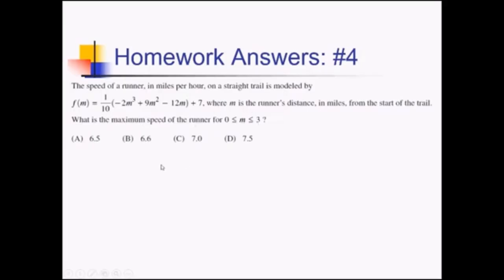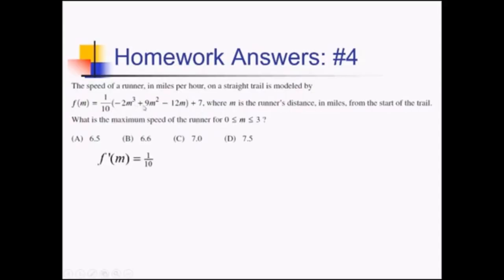Okay, so to maximize speed, we're finding the absolute max, which means we're going to have to test out endpoints in the original function and also critical values. To find those critical values, let's take the derivative f prime of m. That's going to be more or less a power rule. So I could distribute this 1/10, but it's really not necessary because this is going to be along for the ride no matter what we do with it. So I'm just going to leave it out there for now.